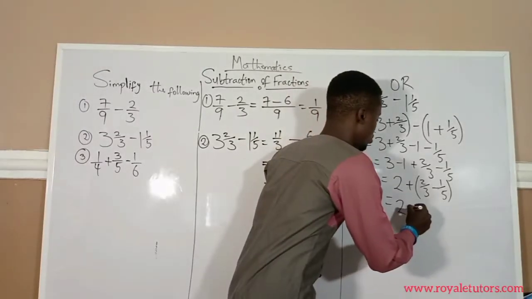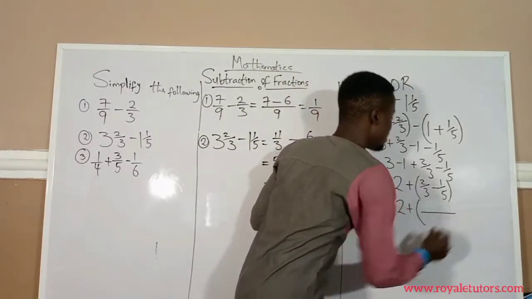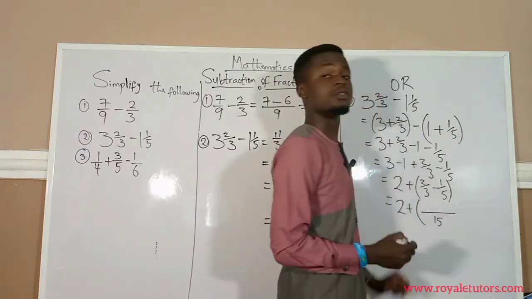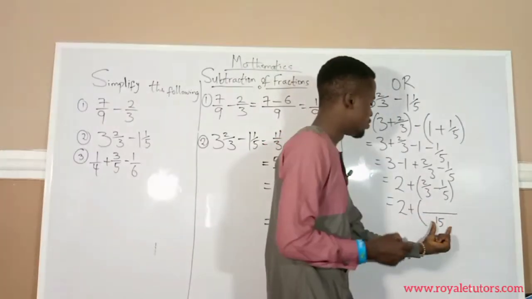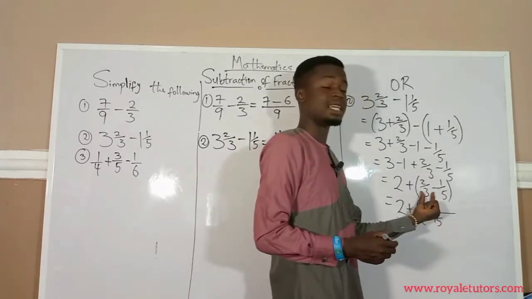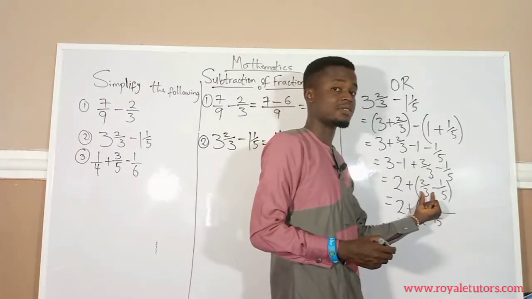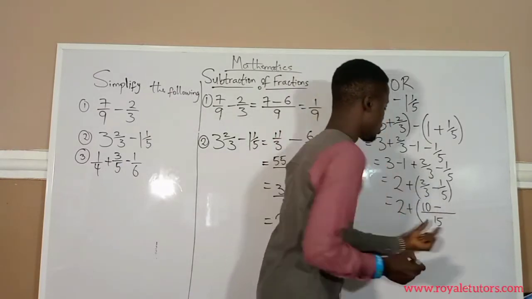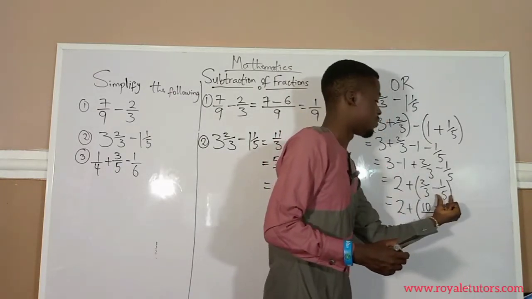How do we go about that? You have 2 plus. You find the LCM. What's the LCM of 3 and 5? 15. LCM of 3 and 5 is 15. You do 15 minus... 15 divided by the denominator, which is 15 divided by 3, that's 5. 5 times 2, that's 10. Minus 15 divided by 5, that's 3.